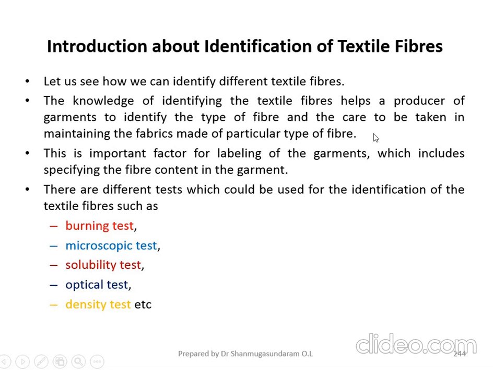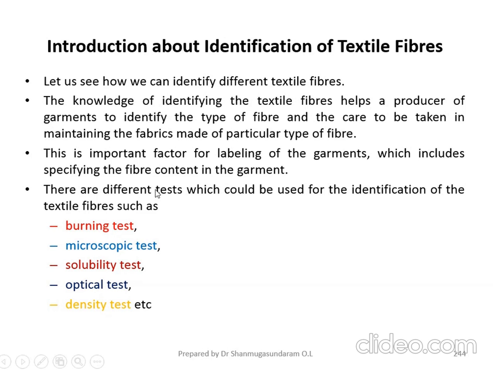Then only, either it may be a spinner or a weaver or a processor or a garment manufacturer, one has to know the fiber the fabric is made out of, whether it may be cotton, polyester cotton blends, wool fiber or silk fiber. Then only they will plan accordingly, whether it is settings in the machineries or selection of chemicals for textile chemical processing, because it will vary from fiber to fiber.